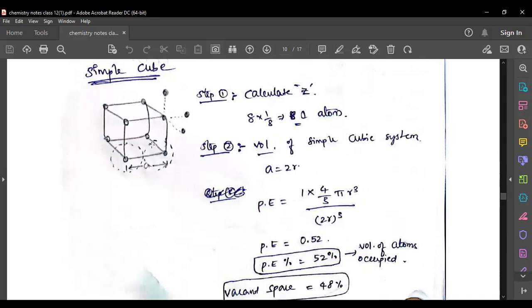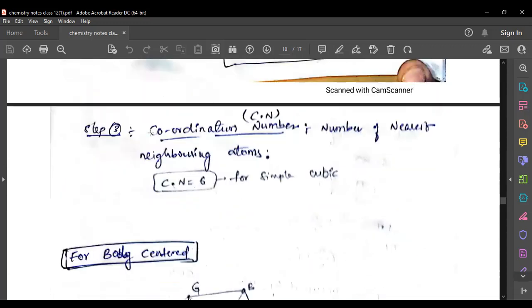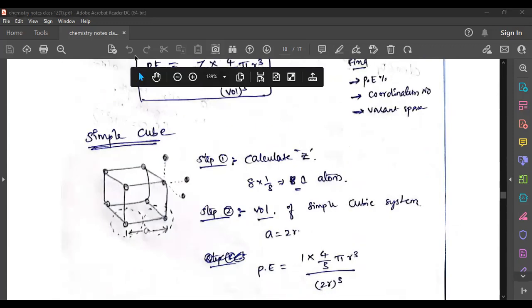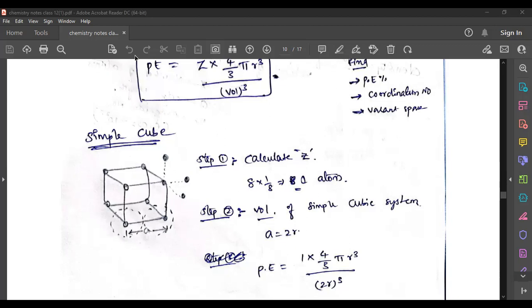Any doubts? Dhairya and Vishwanath, only two are there in the class, right? If you are also not unmuting your mic and telling anything, what can I understand?